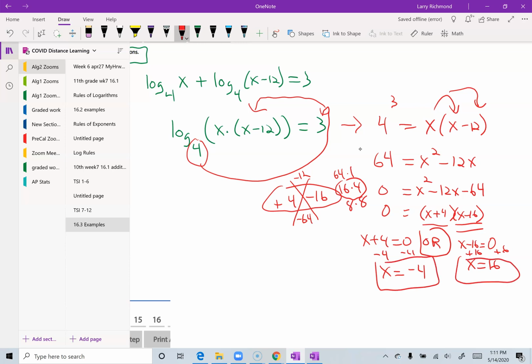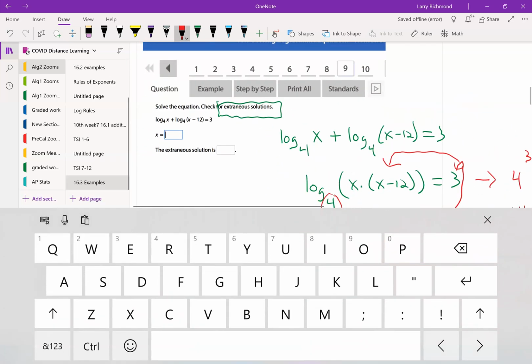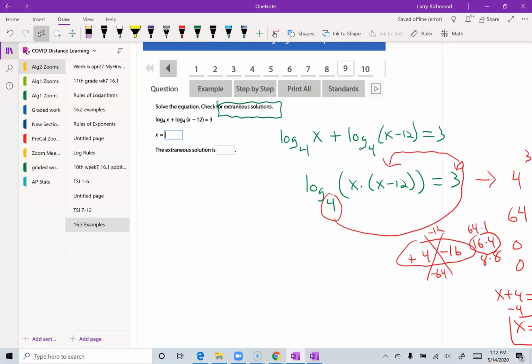We've got to go back into our original with negative 4 and 16. Well, negative 4 is going to be extraneous. If I attempt to take log base 4 of negative 4, so I'm looking at just this portion right here, log base 4 of negative 4. Well, that's undefined. Think, 4 to what power is negative 4? There is no such power.